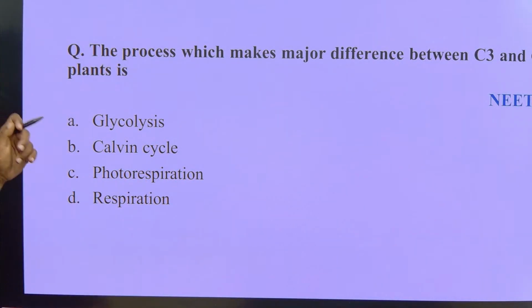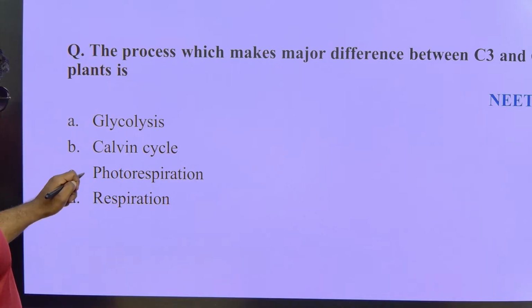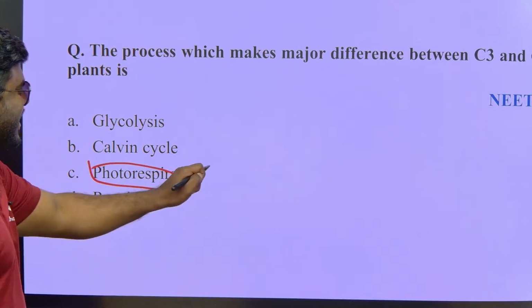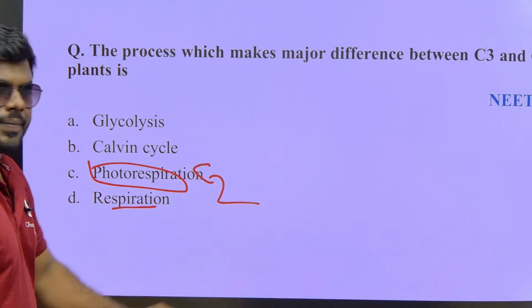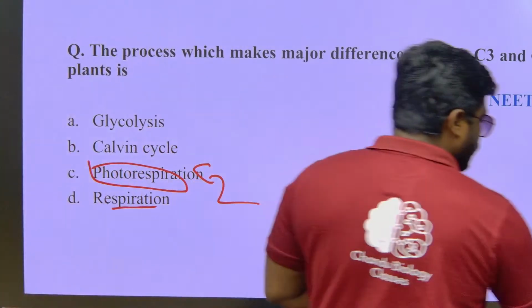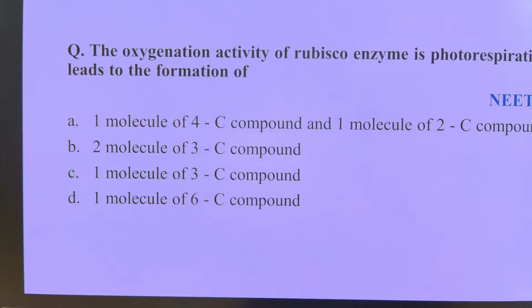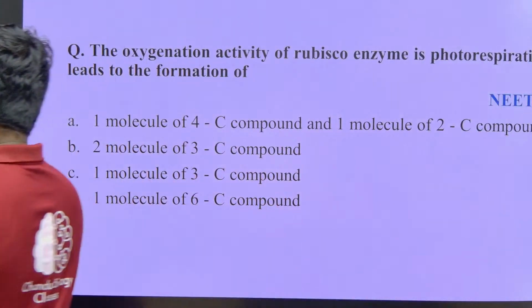The process which makes the major difference between C3 and C4 plants is what? Photorespiration, also called the C2 cycle. Correct? So clear so far? Okay, in the next class we will read about the answer to this. I believe you answered.